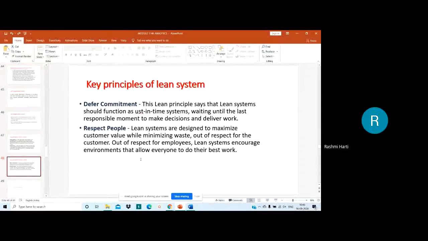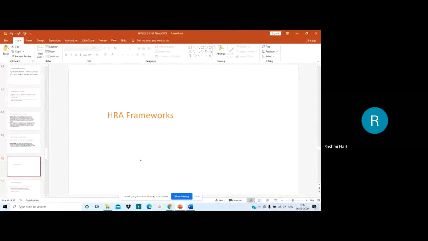Respect people, okay. Lean systems are designed to maximize customer value. As I said, the focus is more on customer satisfaction. So they try to maximize customer value while minimizing waste, and see to it that employees are also respected, encouraged, and motivated, given proper training to reduce errors, and given the best pay. So that's what we say, respect people. These are a few characteristics of a lean system.